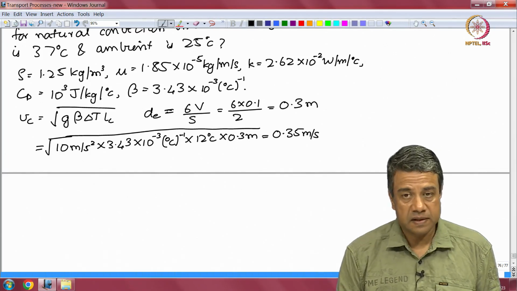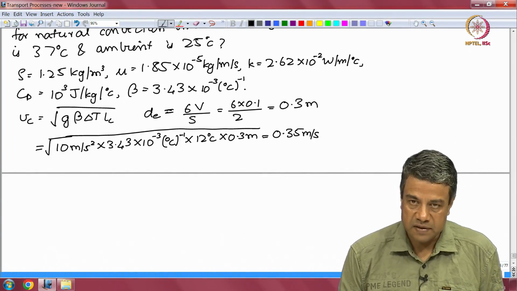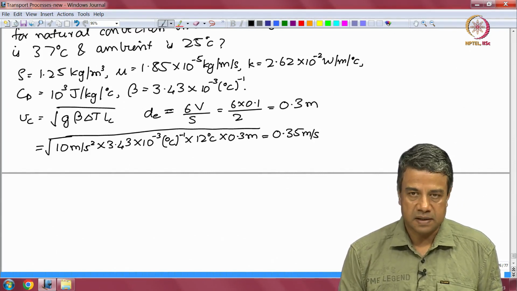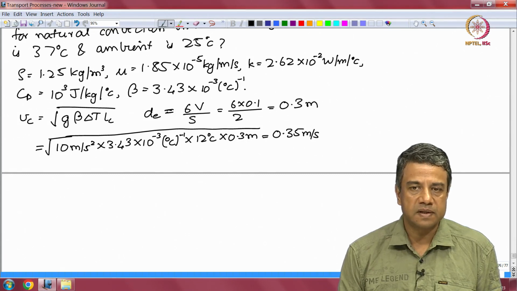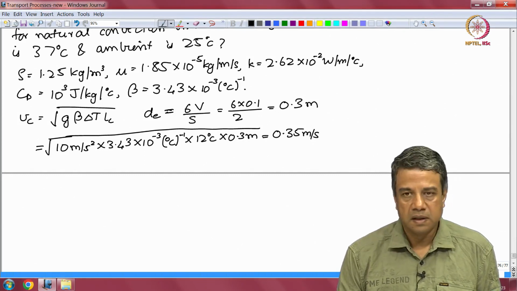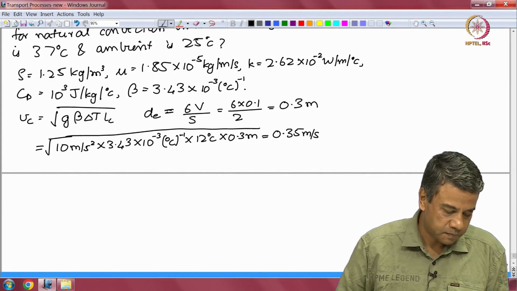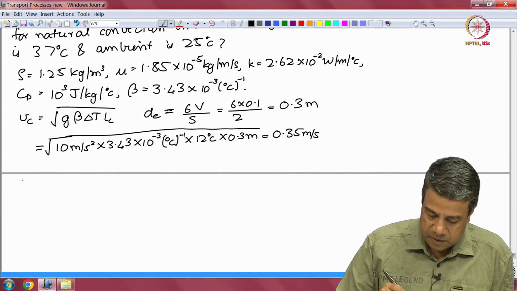So, natural convection velocity around our body is actually 35 centimeters per second even at rest, just because of the temperature difference between the body and the ambient fluid. Our body is at about 37 degrees centigrade. The air around us is approximately at 25 degrees centigrade at standard temperature and pressure. What is the Grashof number?